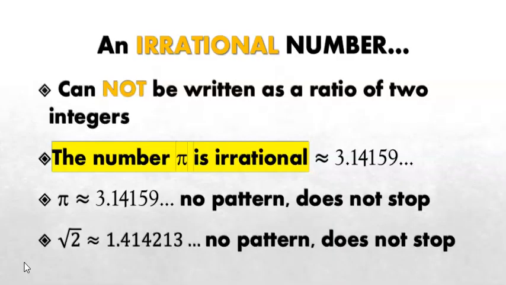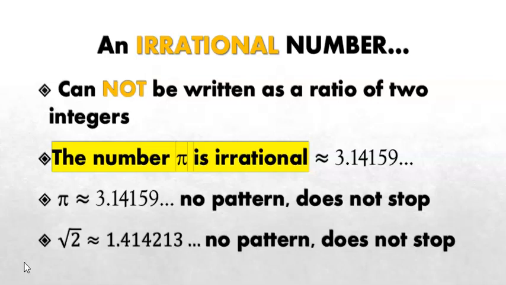An irrational number cannot be written as the ratio of two integers. One of the most famous irrational numbers is pi, and that's 3.14159, and it continues on with no pattern. It does not stop or terminate.